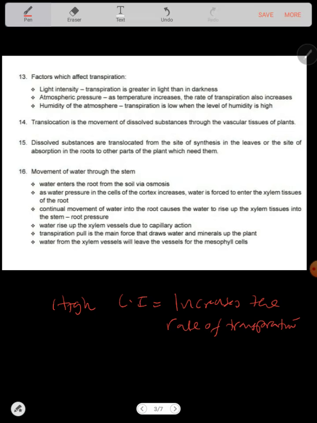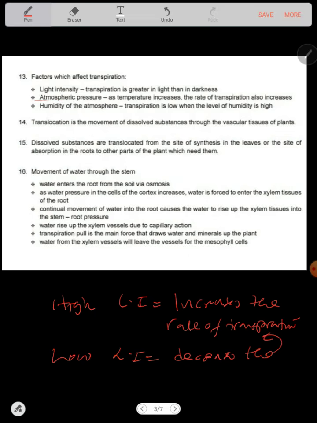This is positive. This is something positive. We also talk about low light intensity. What does it do? Decreases this. So you have to talk on both sides, not just weigh on the other side alone.